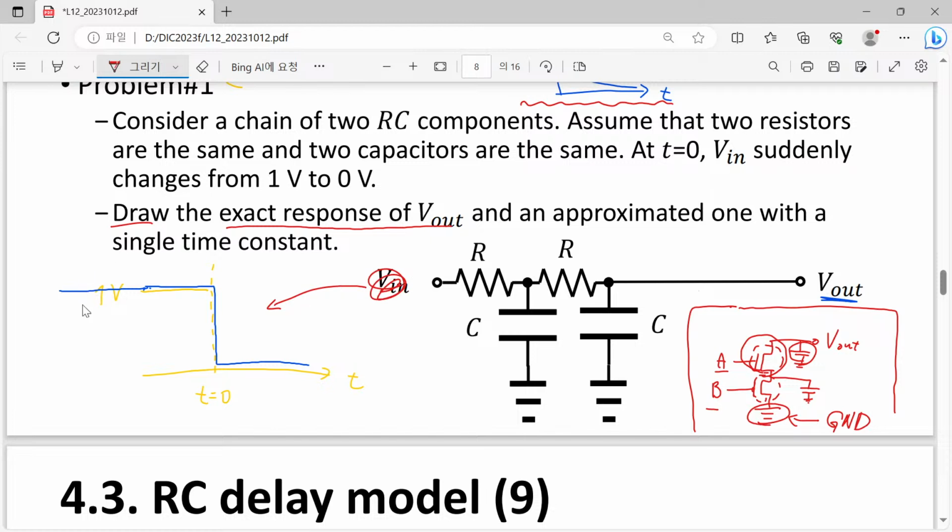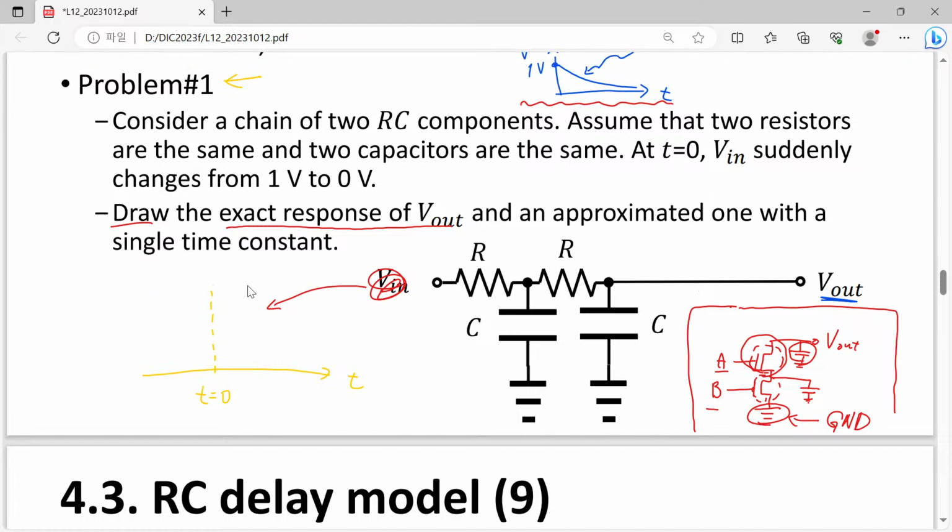Let me draw it in a clearer way. That is quite a good question. I never thought about that, but it is a good question. So let me draw the one-to-one correspondence. Ground here, and here we have a resistor. However, please note that before time equal to 0, the transistor was shut down. Therefore, although here we have resistance R, it was disconnected.